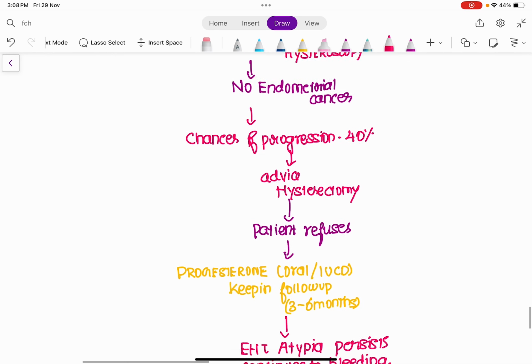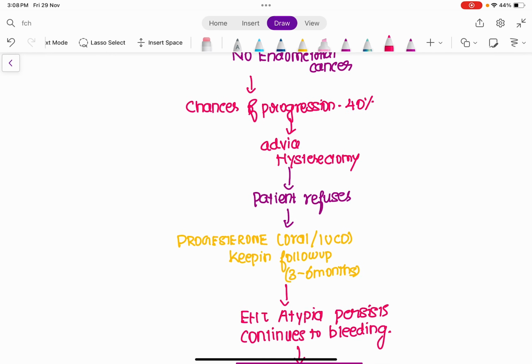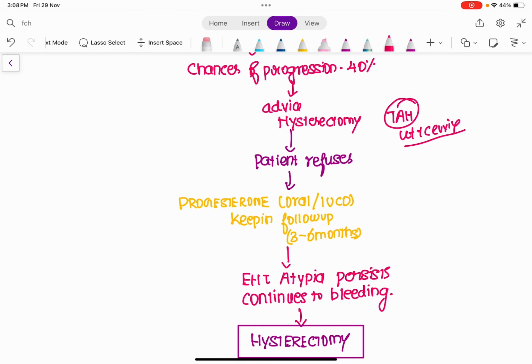But then still there are chances of progression is still more. You advise and counsel the patient for hysterectomy. What hysterectomy are you going to do in a perimenopausal age group female? You do only the total abdominal hysterectomy. You remove the uterus with the cervix. Yes. So if the patient is going to agree for hysterectomy, you do the hysterectomy in that patient.